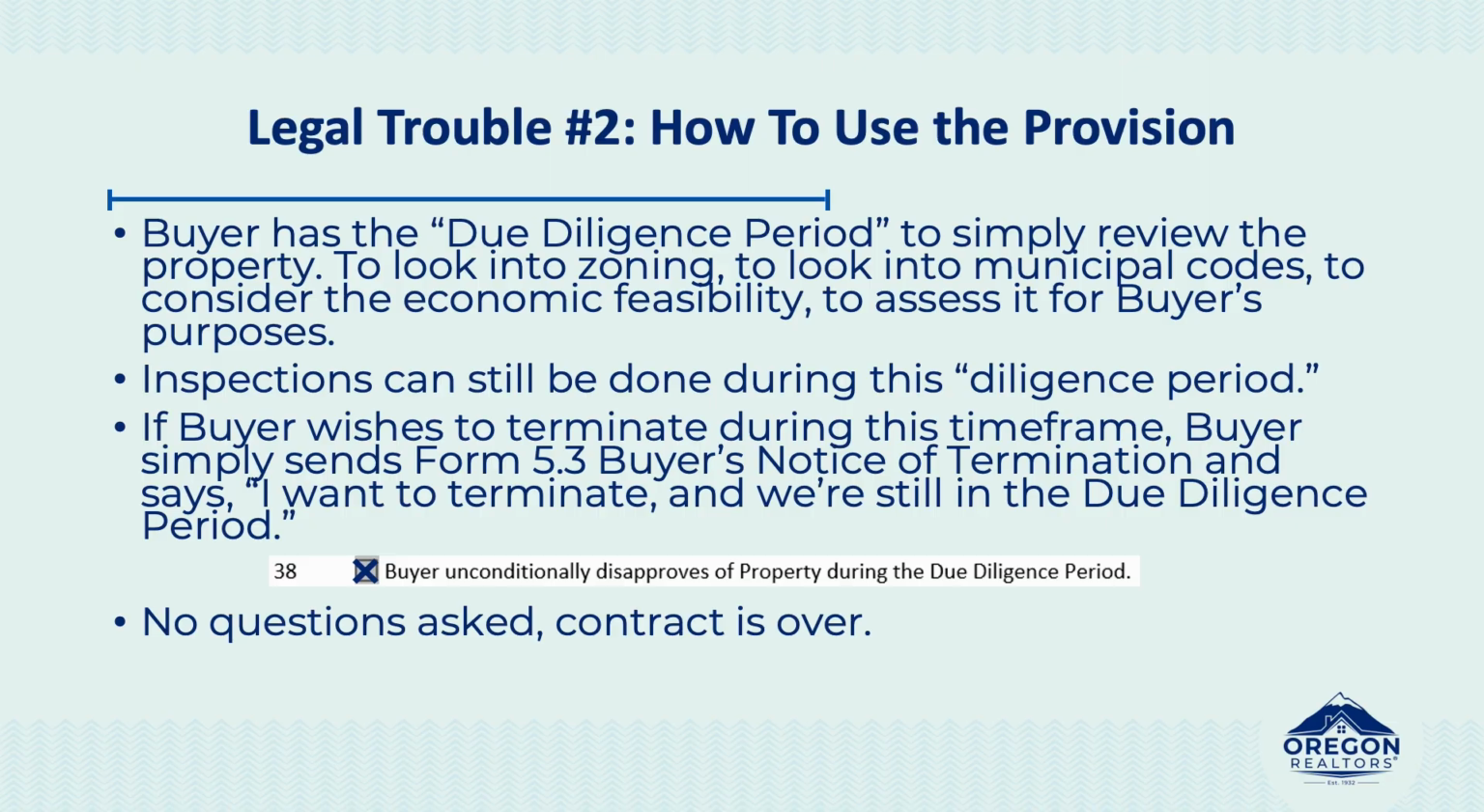If they look into the zoning and say, I wanted to make an Airbnb out of this house, but it turns out I can't in this zone. This house doesn't do what I want it to do anymore. I don't want to purchase. If you're within your due diligence period, go ahead. You don't need to provide a reason.